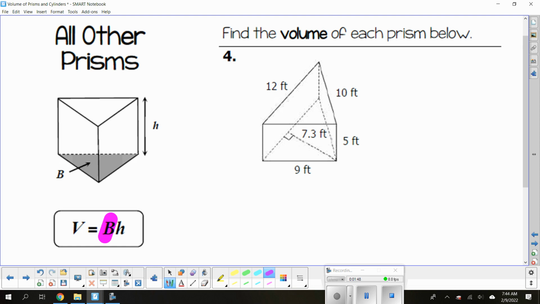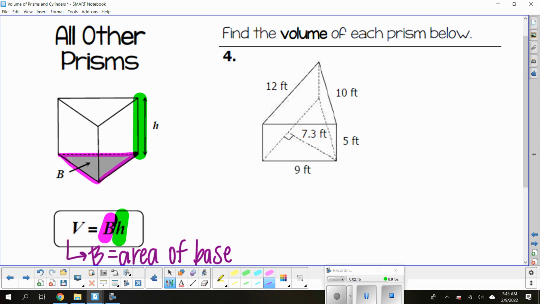Now, big B is going to be the area of the base. I'm going to write that down. Make note of that. Big B is area of your base. So your base shape determines what your big B is going to be. And then again, yes, you're always multiplying by the height. Your height must connect your two bases together. So our height is this segment because it's connecting this base triangle to this base triangle.